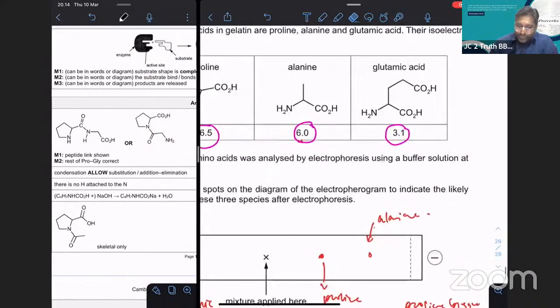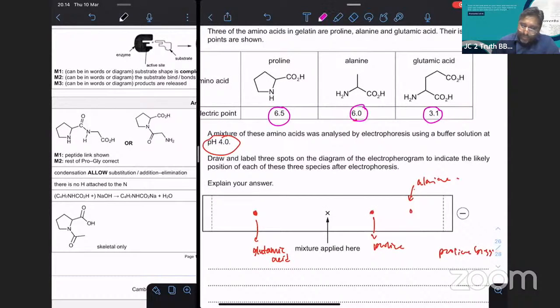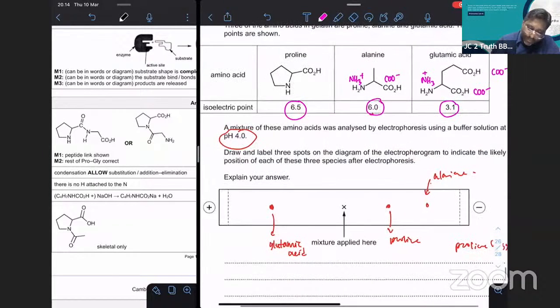Now if it is going to be a zwitterion, what will happen? We know that they are going to have COO minus and NH3 plus. This is COO minus, NH3 plus, COO minus, NH2 plus. If you look at it, plus and minus, then they are neutral. They don't have an overall charge. If they are neutral and you just use the normal pH, they don't move anywhere.